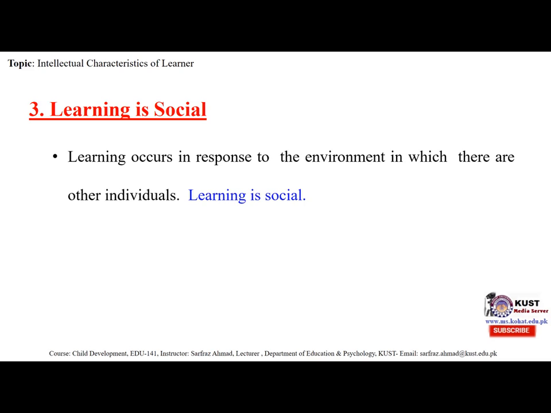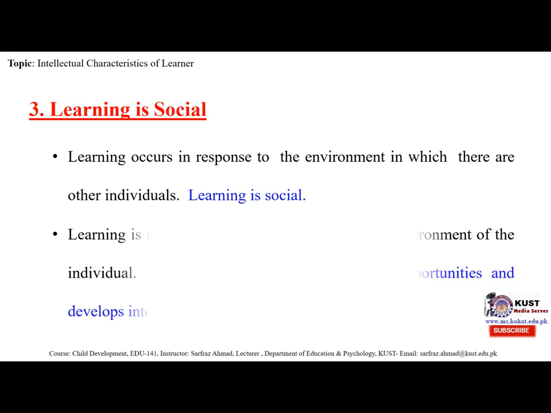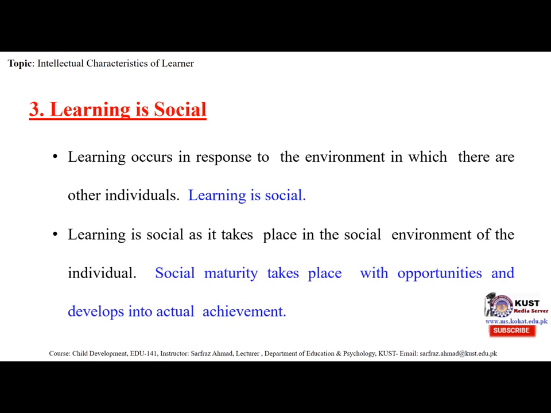We normally see that in a classroom, students from different backgrounds are sitting, and they are definitely going to interact with one another. They have their own way of life. They have their different families. They have their different family backgrounds. They have different regions. So when they interact in a classroom for 5 to 6 hours, they learn many things from that environment. So learning is social as it takes place in the social environment of the individuals.